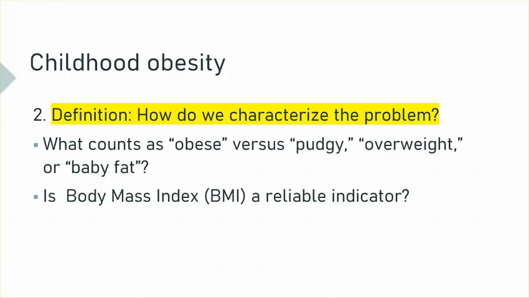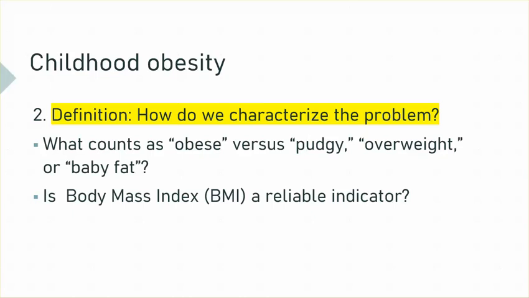Let's go to the next question, and that's the definition. How do we characterize the problem? So in other words, how do we determine if children are obese? So we might ask what counts as obese versus just being a little pudgy or overweight or having some baby fat. Another question we could ask is, the body mass index, the BMI that a lot of pediatricians use, is that a reliable indicator? And this is another thing you'll notice about these areas of questions. Often there's going to be more than one question, and the more you can generate, the better.